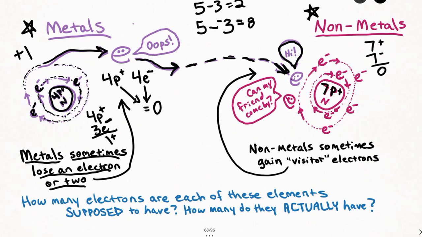Okay. And so now it has an extra electron. So now, instead of 7 positive protons and 7 negative electrons, it still has 7 protons. The number of protons don't change because they live in the nucleus. They just stay in their house. But it has an extra electron. It has 8 electrons instead. So it has 7 positives and 8 negatives.